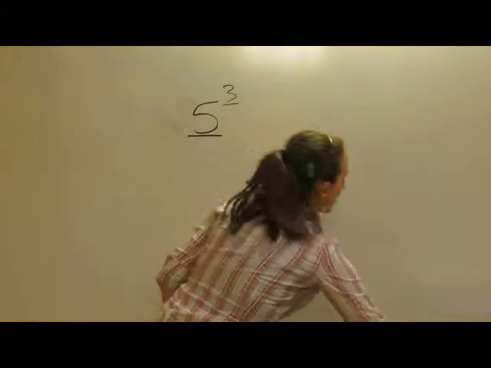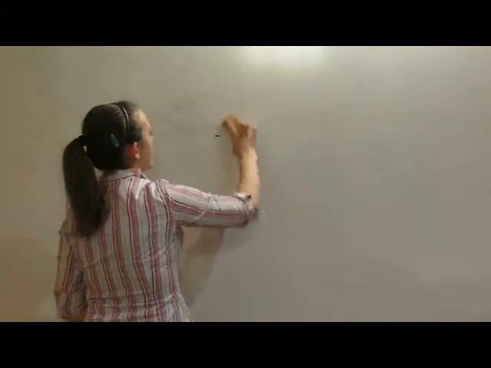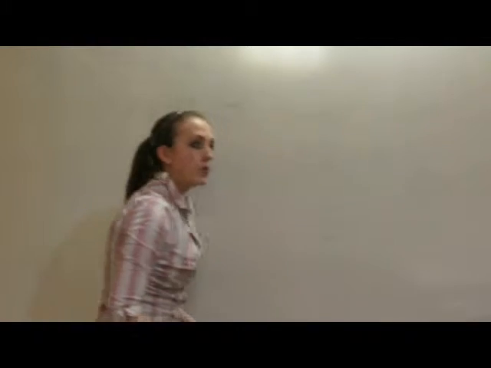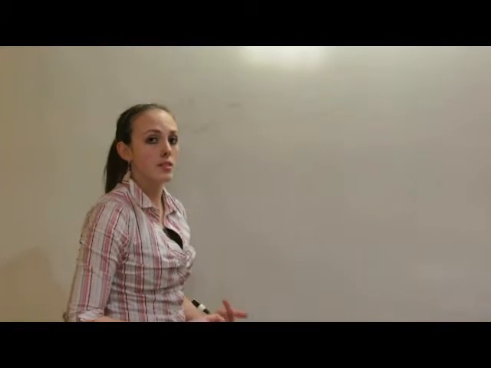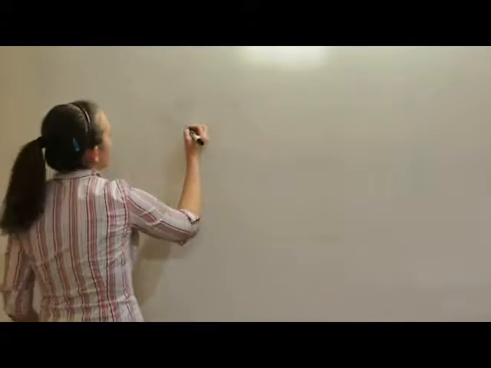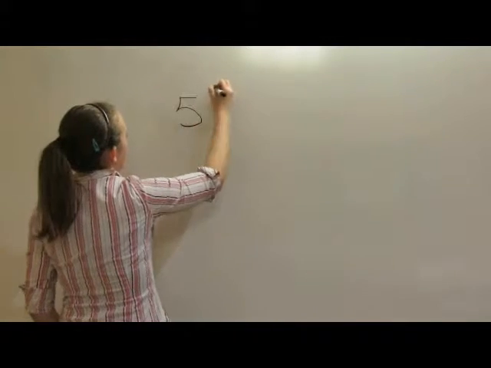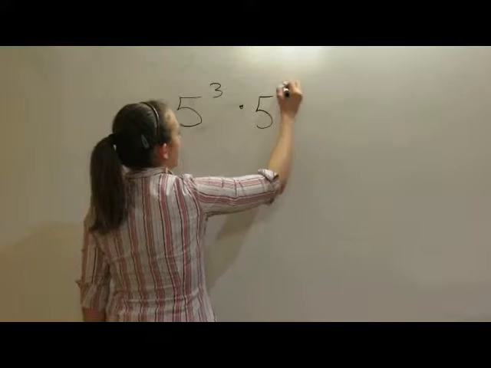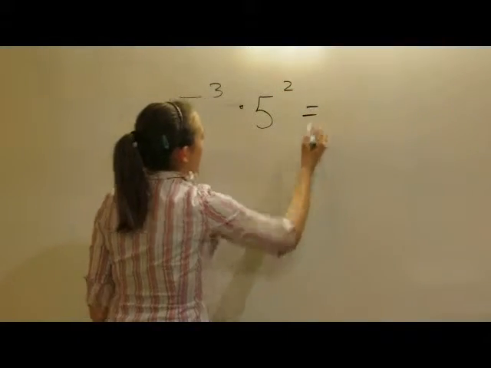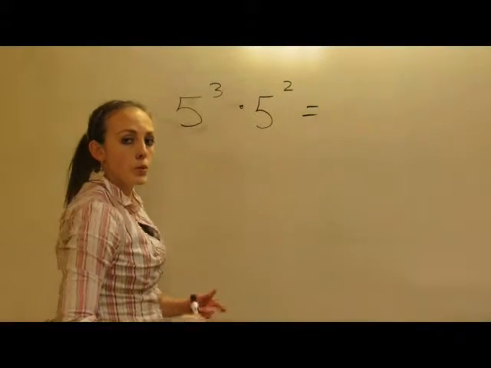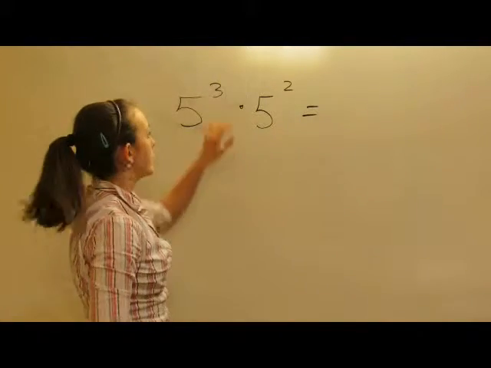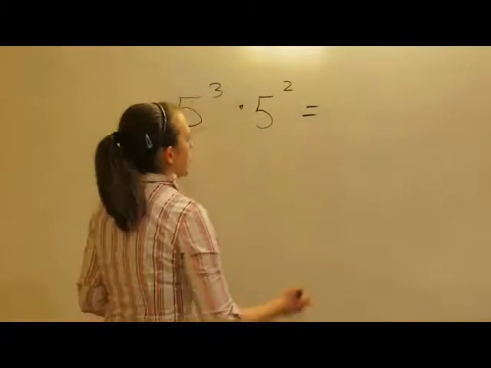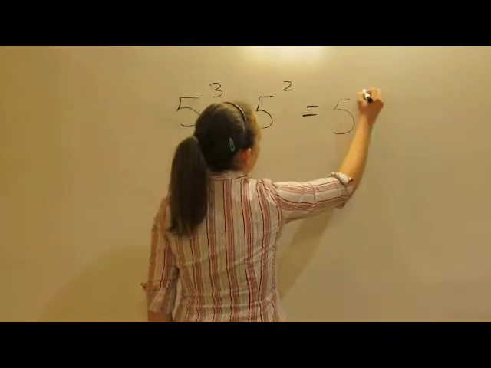So, let me start over here and show you an example of what happens when you multiply two bases that are the same, but have different exponents. Let's use 5 to the third times 5 squared. Basically, when you multiply two bases that are the same, but have different exponents, you add the exponents together, which gives you 5 to the fifth.